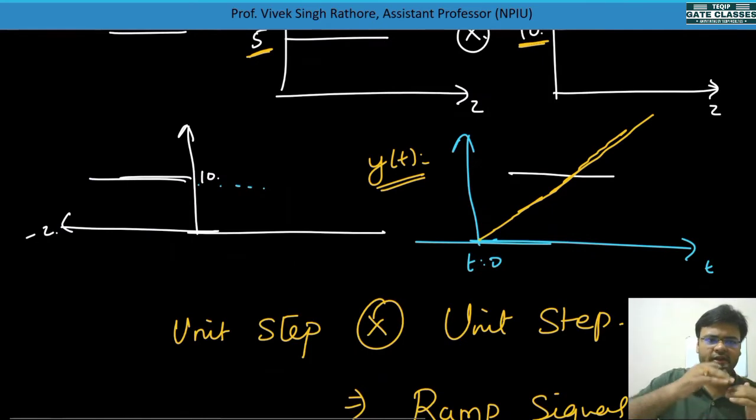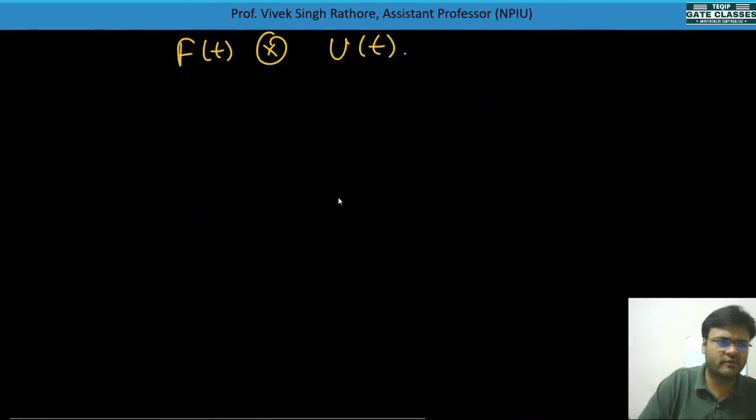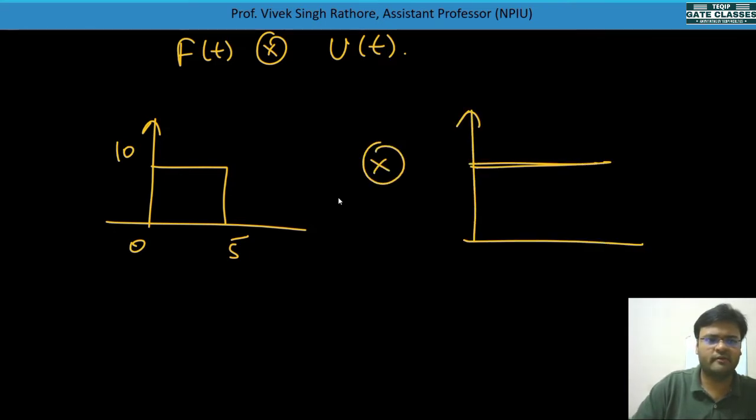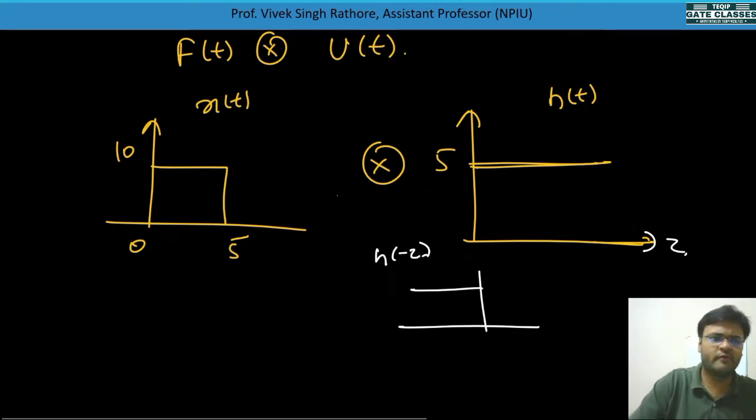Somewhere you are getting integration, because whenever one normal signal and the other a unit step signal are convolved, let's suppose this value is 10 from 0 to 5, and it is convolved with h(t), this is x(t). Whenever a signal is convolved with a unit step signal, remember first we go to the tau domain and reverse it, h(-tau), and then shift it to the right side, and multiplication is done.